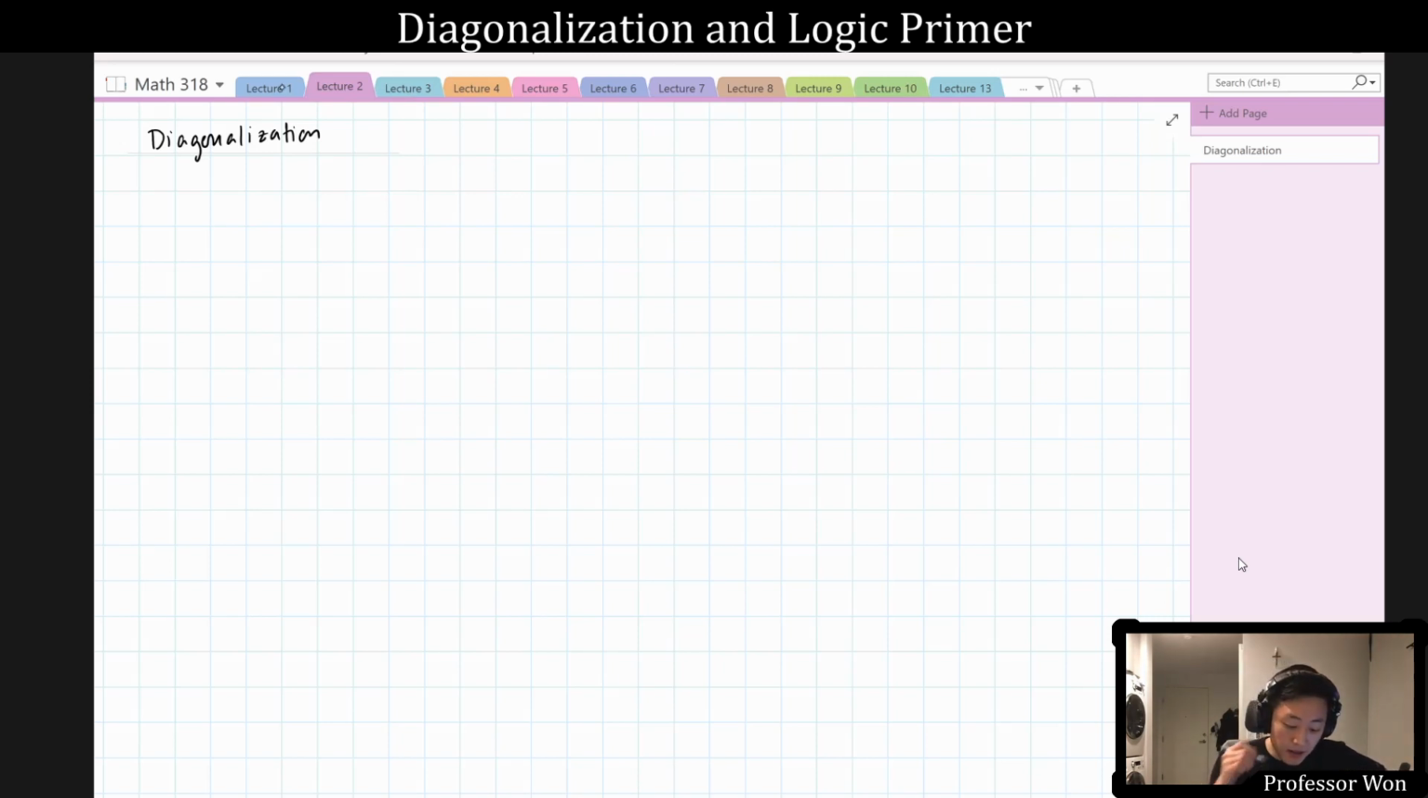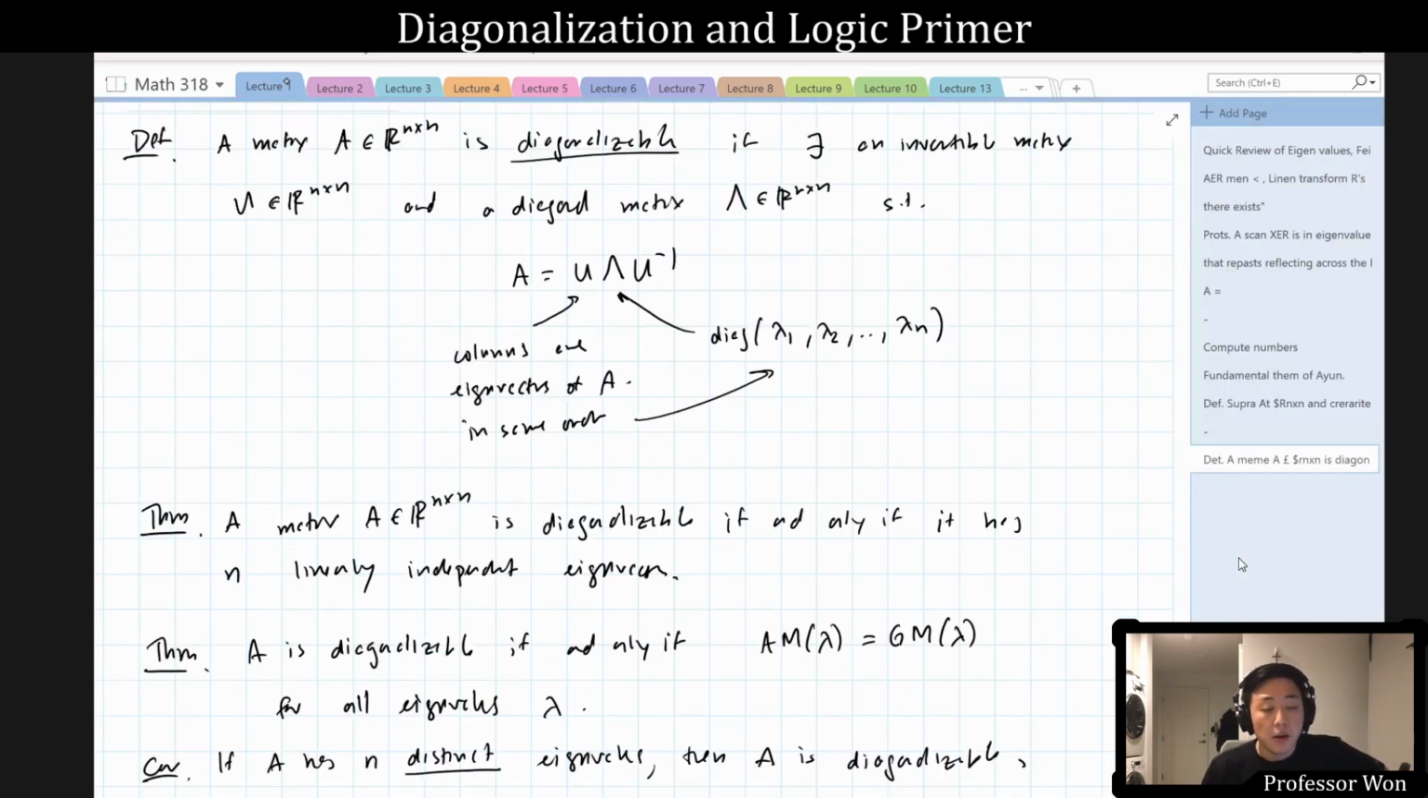Okay, let's just recall the last thing from last lecture, which is we call a square matrix diagonalizable if you can find an invertible matrix U and a diagonal matrix capital lambda such that A is equal to U lambda U inverse. And we said that the columns of U were the eigenvectors of A, and the diagonal entries in lambda were the eigenvalues of A in the same order.